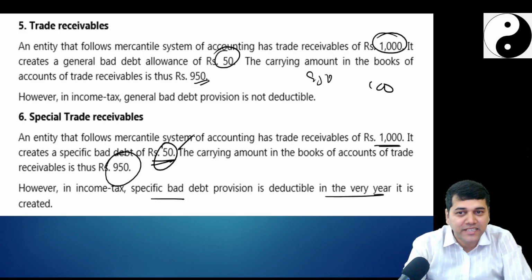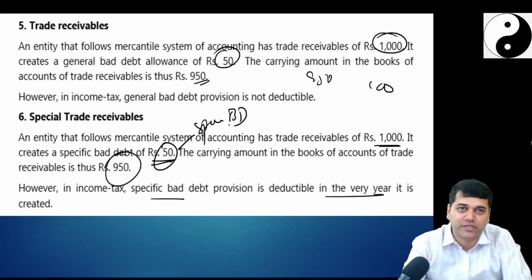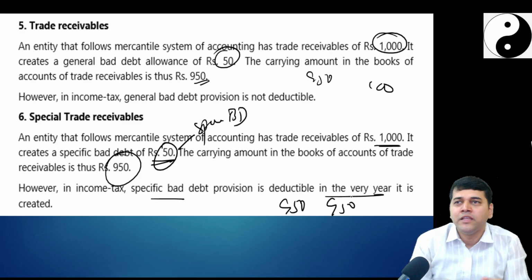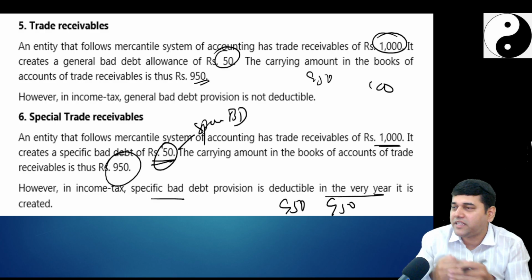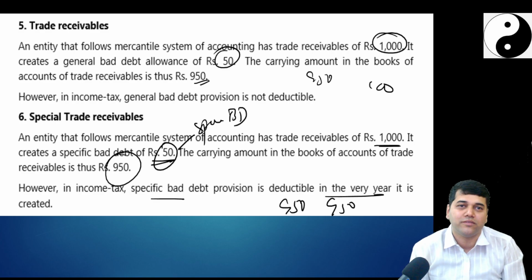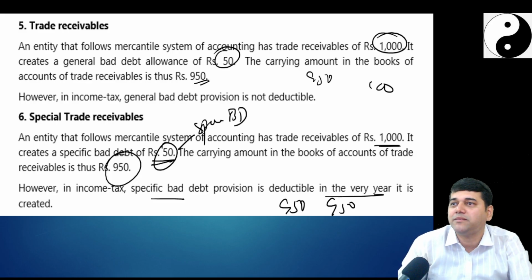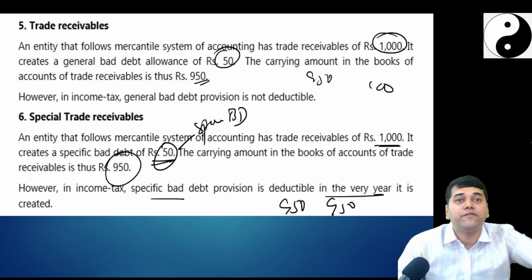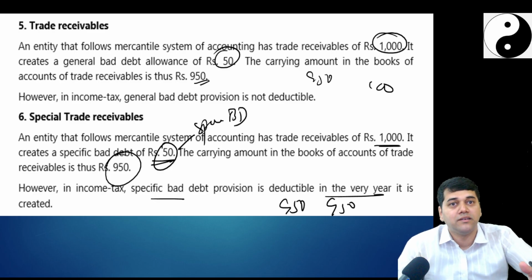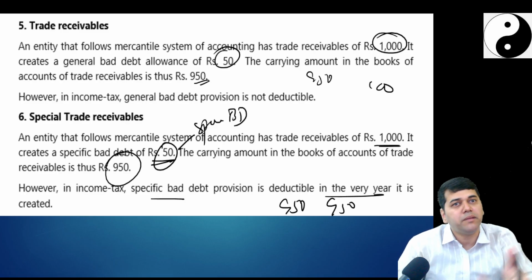This 50 is a special bad debt provision, which income tax also gives me the deduction for. 950? 950. Yeah, it's like inventory. Your treatment in income tax and treatment in accounts is one and the same. It's only when the two are different that you get the tax base and this difference. And in fact, when it is different but it is never taxable, then it is a permanent difference.